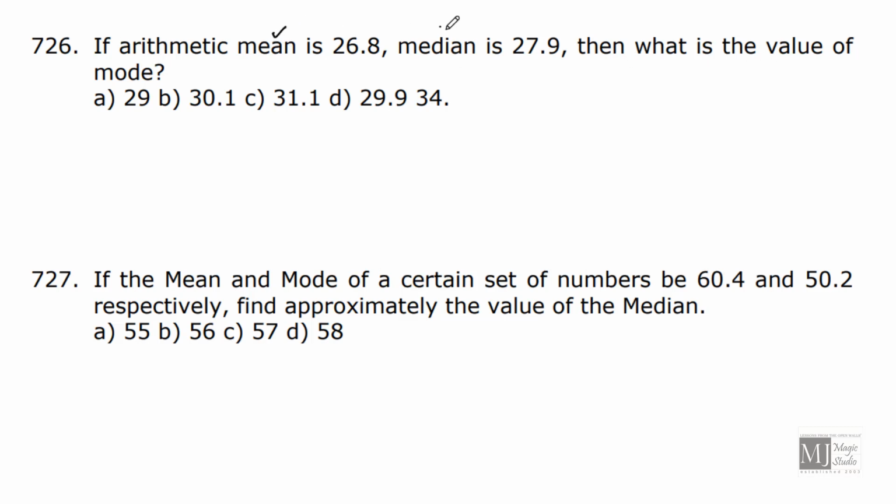The mean and median are given, then what is the value of mode? Now when mean, median and mode, all three are there for a given set of distribution, we call it an asymmetrical distribution, then they follow the relationship mean minus mode is equal to 3 times mean minus median.